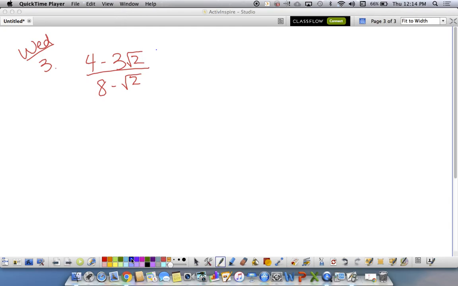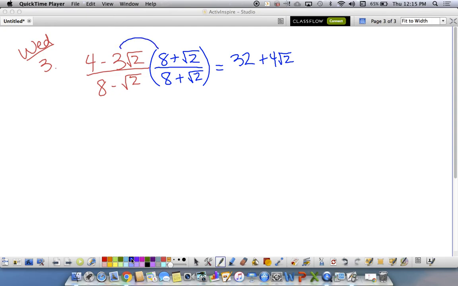So when we conjugate, we multiply by the opposite of whatever's in the denominator. So instead of 8 minus the square root of 2, we put 8 plus the square root of 2. And what you multiply the bottom with, you multiply the top with. So when you FOIL, 4 times 8 is 32. 4 times square root of 2 is 4 root 2. Now this one, a negative 3 times 8 is negative 24 root 2. And then negative 3 root 2 times 2, that becomes 3 times 2, which is 6, but it should be a negative 6.